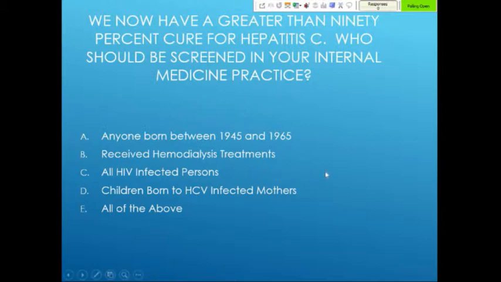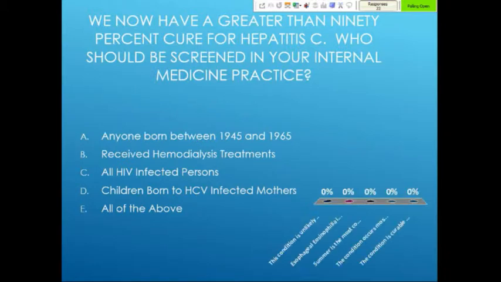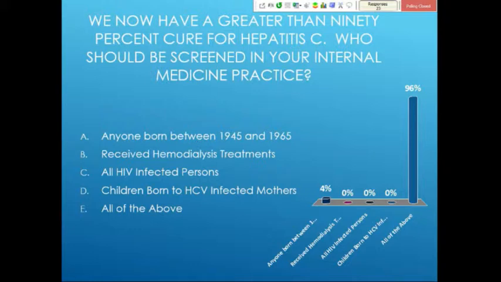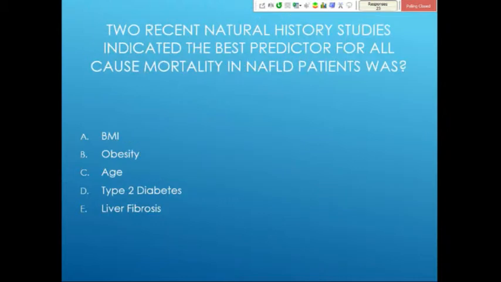Now, we now have a greater than 90% cure rate for hepatitis C. Who should be screened in your internal medicine practice for this disease? Anyone born between 1945 and 1965, those that received hemodialysis treatments, all HIV-infected persons, children born to HCV-infected mothers, or all of the above? So most people feel all of the above, and I would agree with you. All of those patients need to be screened.